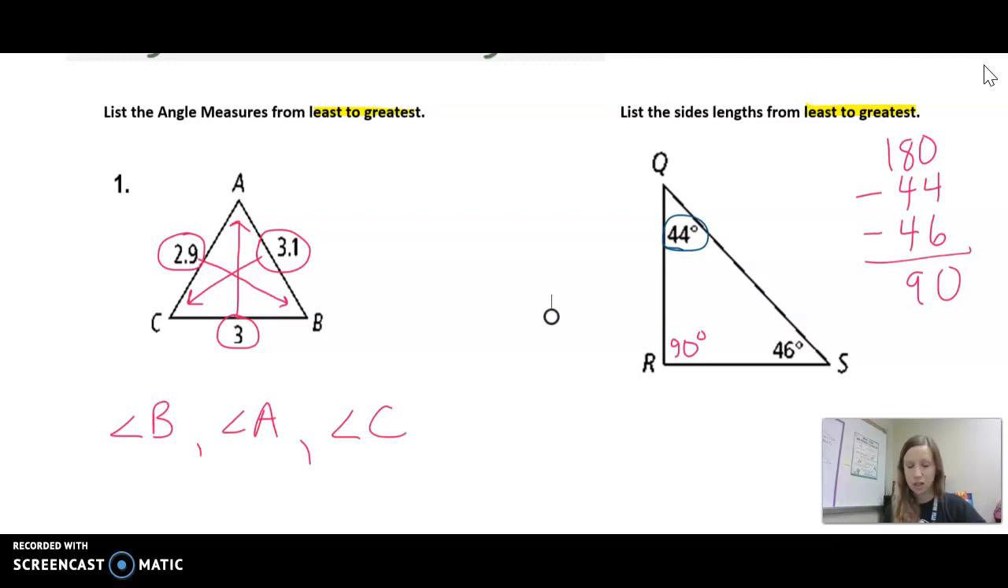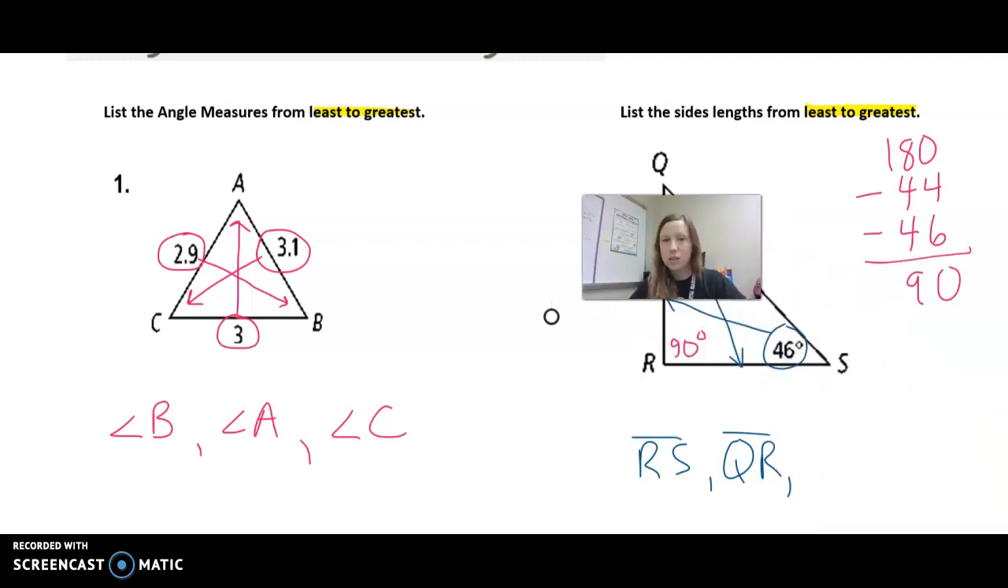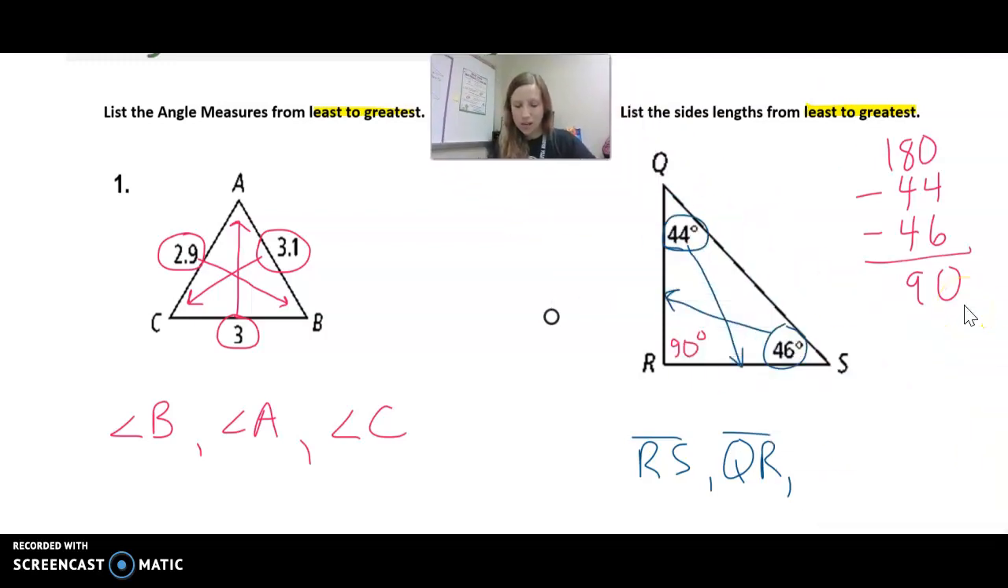Angle Q is the smallest angle. So the side across from it, side RS, must be the smallest side. From here, we take the second smallest angle. So that means this must be the next smallest, QR. And then the last one, we know that 90 degrees is definitely the biggest angle. So that means this side must be the biggest side, which would be side QS.